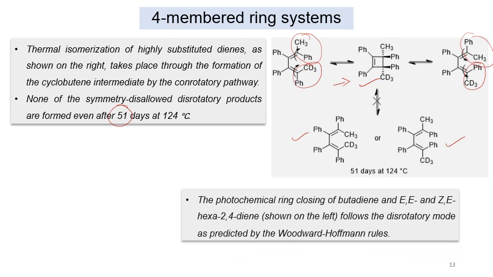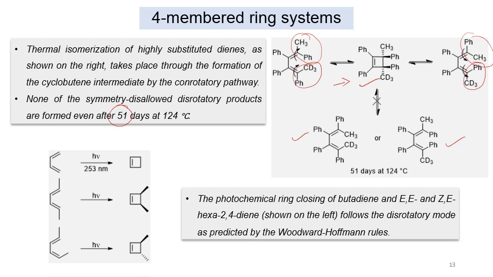If we see this particular example under photochemical conditions, the ring closing of butadiene and this particular EE isomer or ZE isomer, as we are seeing in this particular diagram under photochemical conditions, these will obviously follow a disrotatory mode as would be predicted by the Woodward-Hoffmann rules. So under thermal conditions, you will get a conrotatory mode, and in photochemical conditions, you would get a disrotatory mode of ring opening or ring closing.